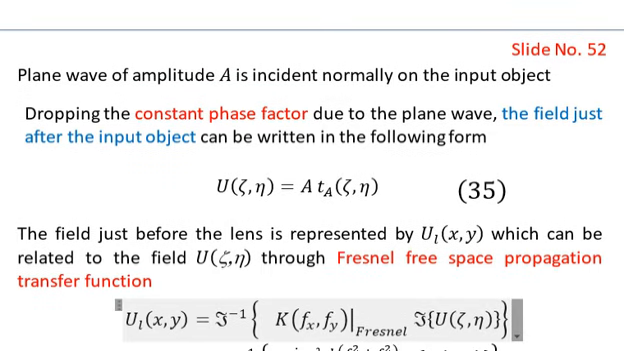Now the plane wave of amplitude A is incident normally on the input object. For a normally incident input plane wave, we can omit the constant phase factor, so we only have a factor that is capital A contributing from the plane wave. So dropping the constant phase factor due to the plane wave, the field just after the input object can be written in the following form: U of zeta eta is equal to A multiplying the amplitude transmittance, which is Ta of zeta and eta. So this equation, which is equation number 35, will give you the field just after the object.